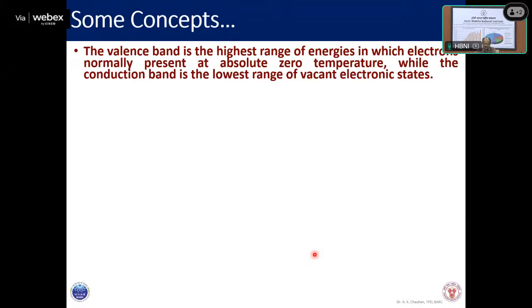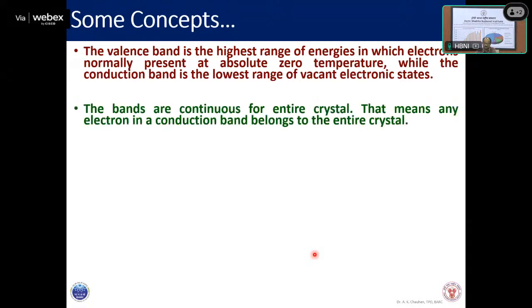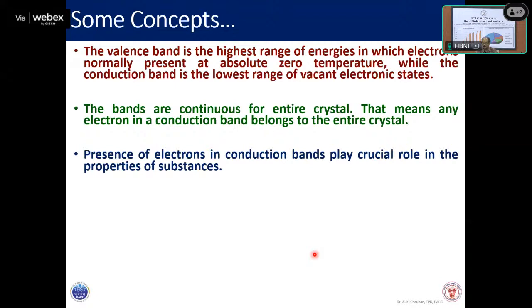The valence band is the highest range of energies normally occupied by electrons at absolute zero temperature, while the conduction band is the lowest range of vacant electronic states. The bands are continuous for the entire crystal. That means any electron in a conduction band belongs to the entire crystal. It is not like an electron inside a particular atom, which belongs to that atom. When it is inside a lattice, especially an infinite lattice, an electron that has gone to the conduction band is not associated with a particular atom. It belongs to the entire crystal.